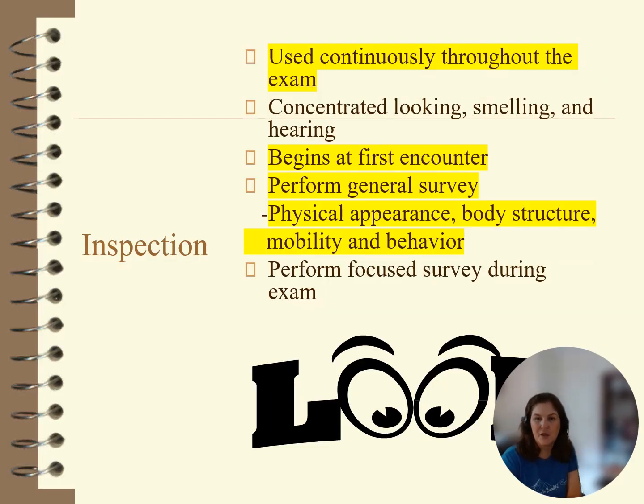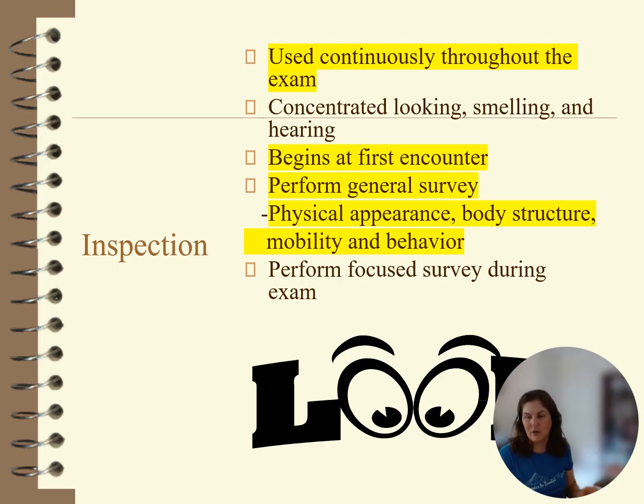Okay. So inspection, you're continuously looking throughout the exam. You're concentrated looking, you're smelling, you're hearing. It begins the very first time they walk in the door. General survey, physical appearance, body structure, mobility, behavior. I have patients that are over 100 who don't look it, so I get to say that the individual looks younger than their stated age. So looking, both visual as well as other senses like we mentioned, and then you're just gathering that data.